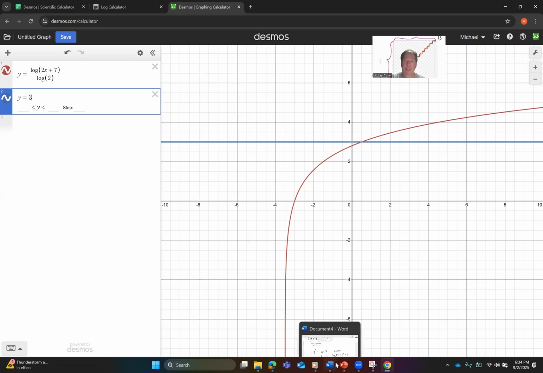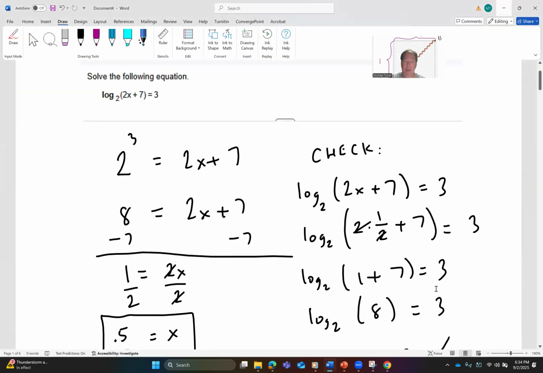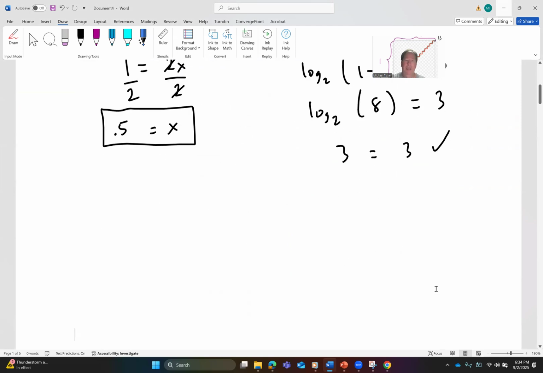And so let's go back and confirm that. We've already done the checks. And so that's how to solve a log equation.